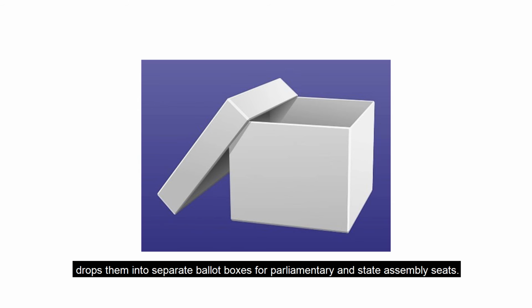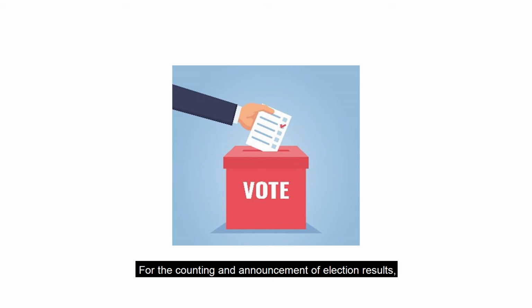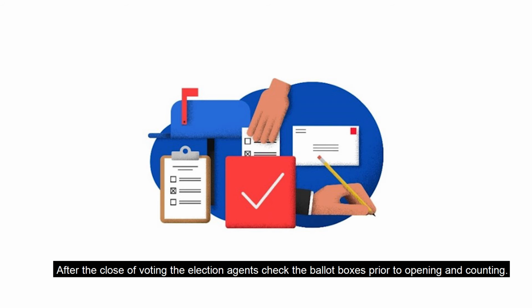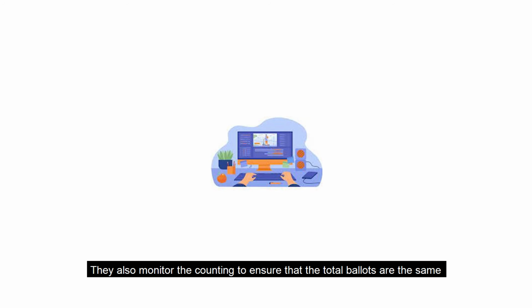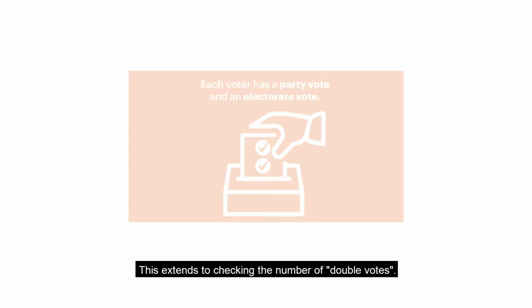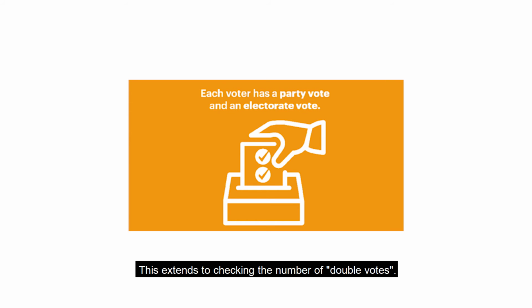After completing, the voter folds the ballots and drops them into separate ballot boxes for parliamentary and state assembly seats. For the counting and announcement of election results, after the close of voting, the election agents check the ballot boxes prior to opening and counting. They also monitor the counting to ensure that the total ballots are the same as the number of votes cast. This extends to checking the number of double votes.